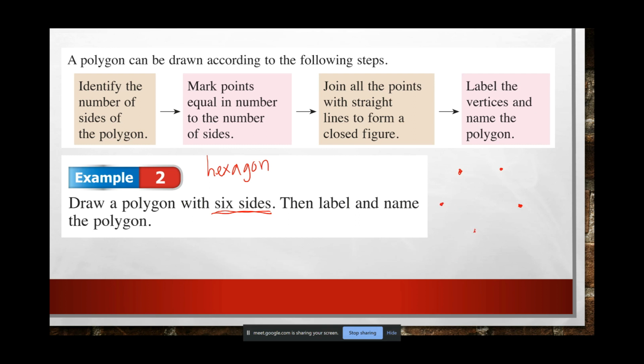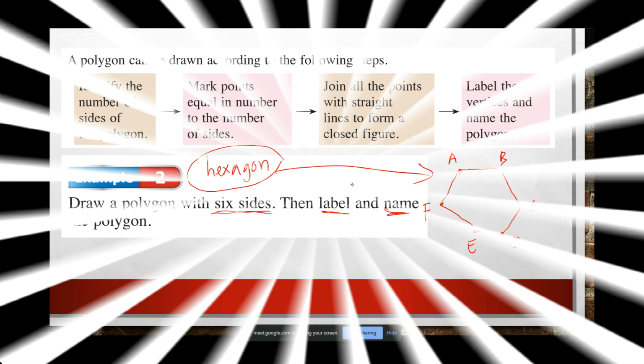Join, connect from point to point. And label. So just label A, B, C, D, E, F. You also can label it as P, Q, R, S, T, or V, W, X, Y, Z, something like that. Just make sure everything can fit into the polygon. And name the polygon. So we have the name already, which is hexagon. Okay, class? Can? Yes. Okay, so this is the end of it. I want you to do the exercise in your GC.